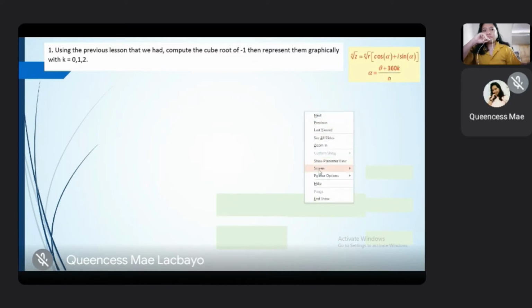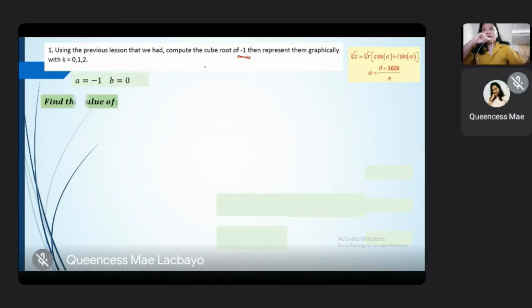So let's start. First, let us identify the values for a and b. Since the given is -1, it is only the a, which is the real part. So a is -1 and b is equal to 0 since we don't have an imaginary part. And then find the value of the following. First is n. Since it is the cube root that we are looking for, our n is 3.